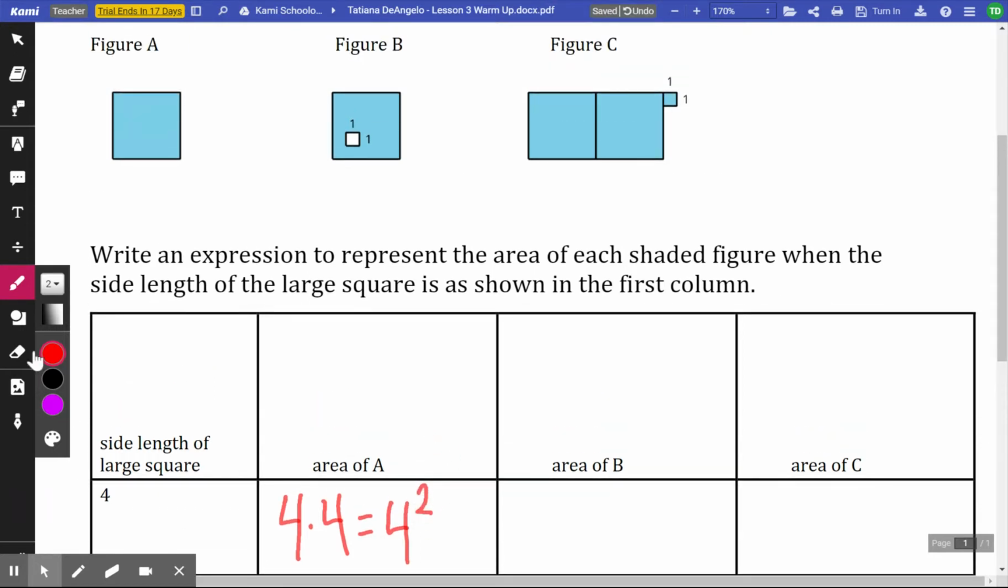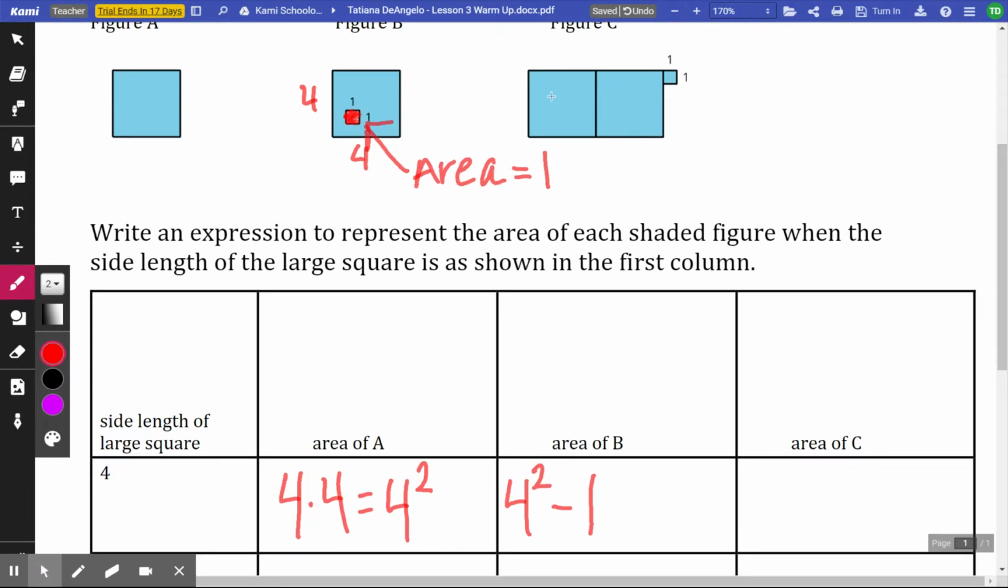Then it asked me for the area of B. Well, this is a little trickier because I have a length times width of 4 over here and 4 over here, but it also took out this whole little box in the middle. So what I'm thinking is I'm going to have 4 squared. I think it's still going to be 16 for the whole box if it was filled in. But then this is a 1 by 1 box. So the area of that small box is 1 times 1, or 1 squared, which is just 1. So I'm actually going to do 4 squared minus 1. So just taking out that little box.